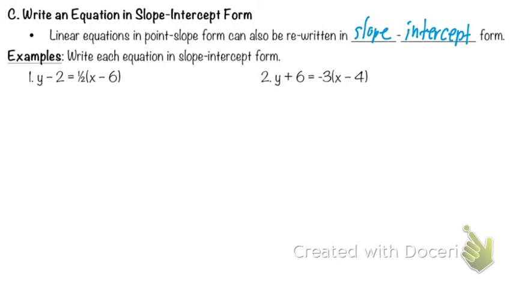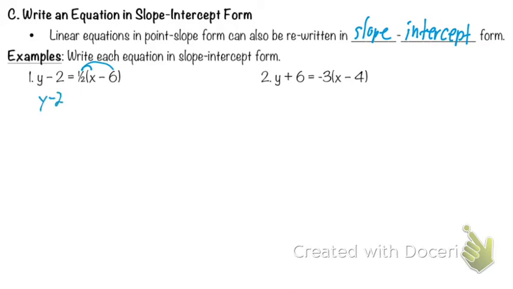Now, in two steps, we can use this vehicle. We're going to get in the vehicle in point-slope form, and we're going to drive it over, and we're going to take it to slope-intercept form, which is our final destination. So here's what we're going to do. We're going to start off with distributing the slope.